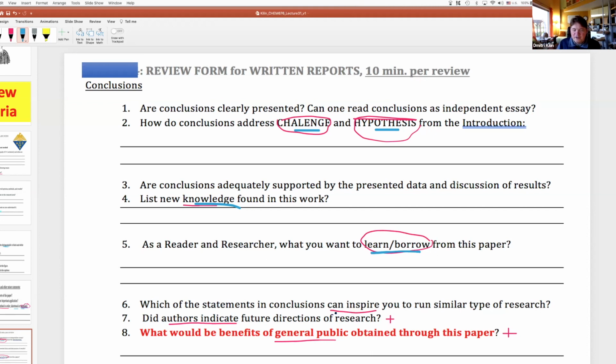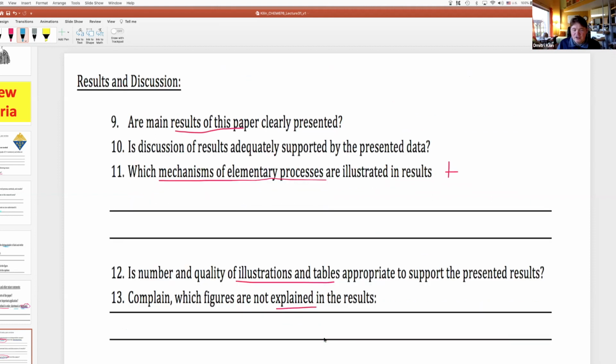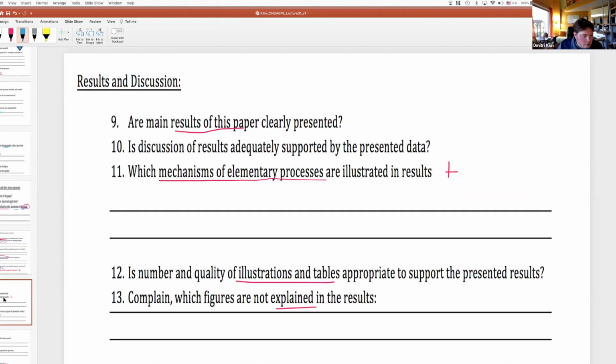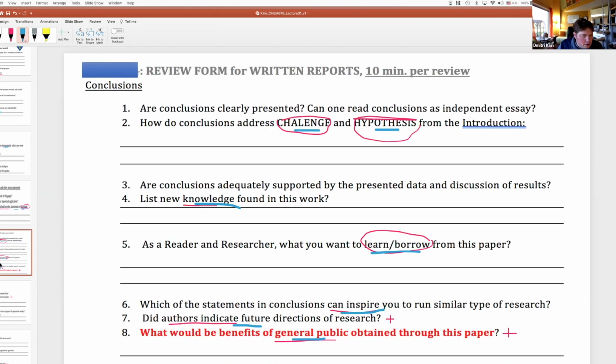So which statements from the conclusions can inspire you to run a similar type of research? Do the authors tell how they want to continue? Is it interesting for the general public? And let me add a new thing. Is there a comparison of PBE? It is a keyword question. And HSE.